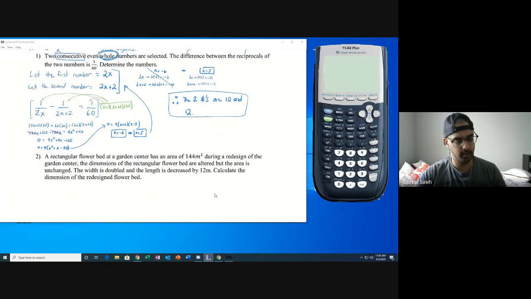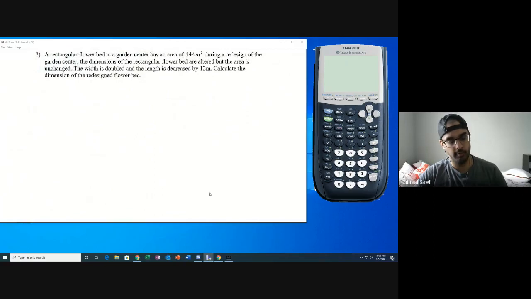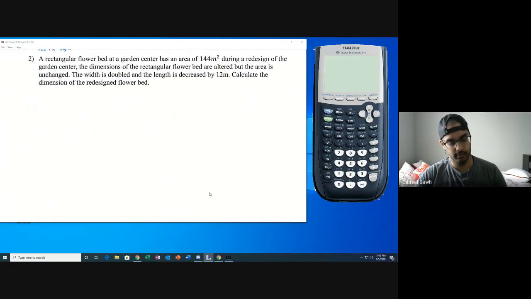So the last one talks about a rectangular flower bed at a garden center. It's got an area of 144 meters squared. Now, during a redesign of the garden center, the dimensions of the rectangular flower bed are altered, but that area stays constant. Okay, that area stays the same. Okay, the width is doubled, the length is decreased by 12. Calculate the dimensions of the redesigned bed.